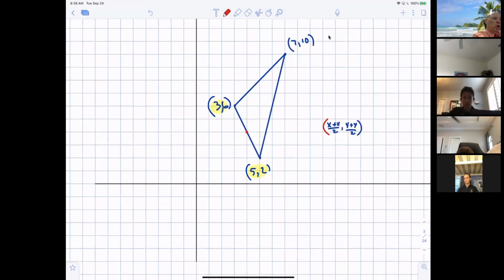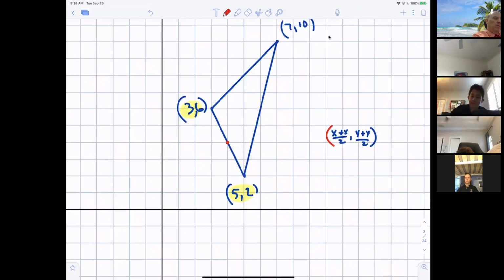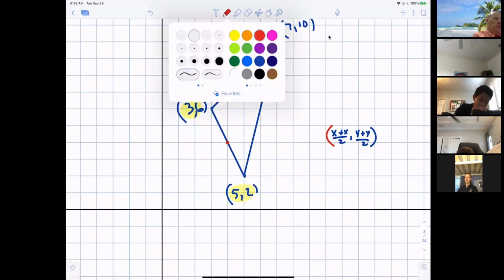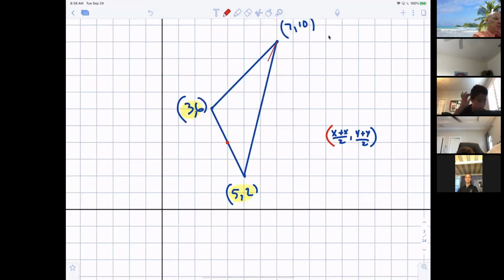Now, we're going to draw the median. So from the opposite vertex, we're drawing it in here. Does everybody see that? Anybody have any questions with that?